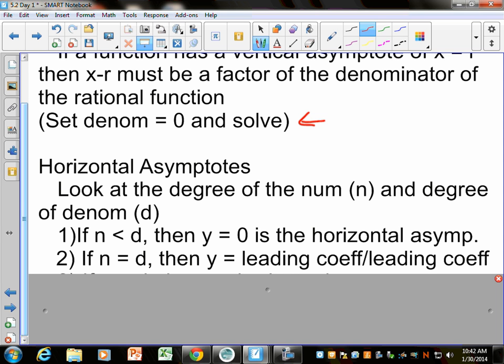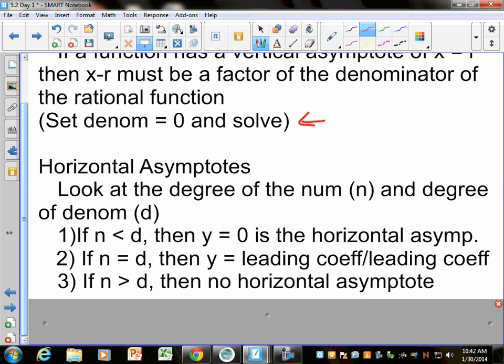So if the numerator is less than the denominator, you have this. If the numerator equals the denominator, you have this. What's the third option? What else can happen? If the numerator is bigger than the denominator, there will never be a horizontal asymptote. So there will be no horizontal asymptote.